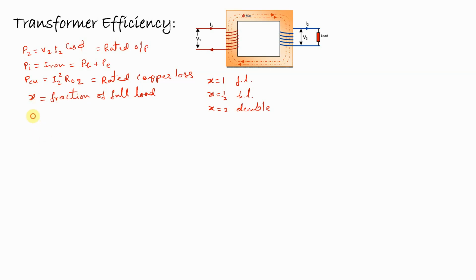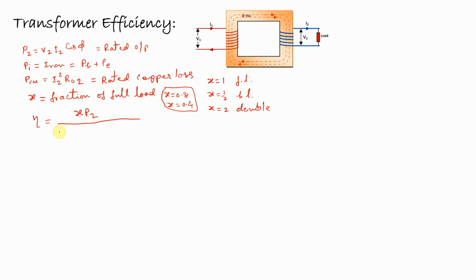In this case, the efficiency of the transformer will be equal to X P2, the output. Here P2 is the rated output power, it is a constant value, but X P2 is the output power when the transformer is connected with the X fraction of the full load. It may be half, it may be 75%, it may be 80%. Let's say the load is 80%. So in this case, the value of X will be equal to 0.8. If the load is 40%, the value of X will be equal to 0.4. So it is the fraction of the full load.